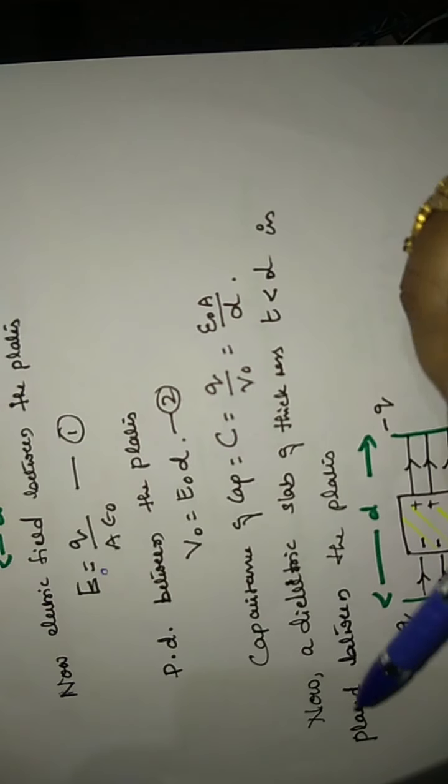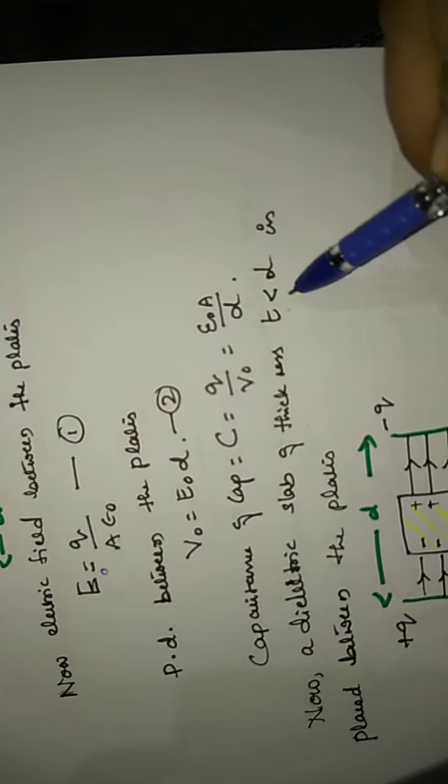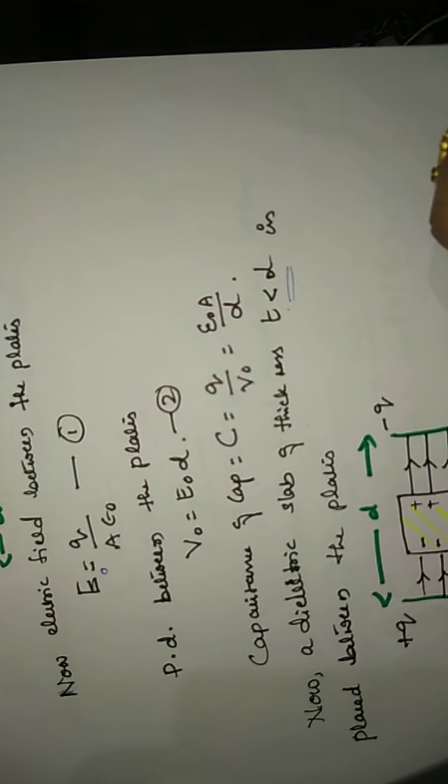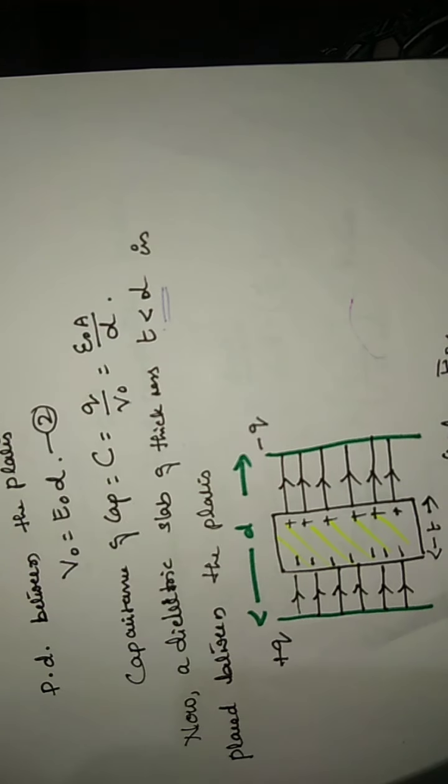Now a dielectric slab of thickness T less than D, meaning the dielectric slab thickness is less than the distance between the two plates, is placed in between the two plates. Now let us see what happens.